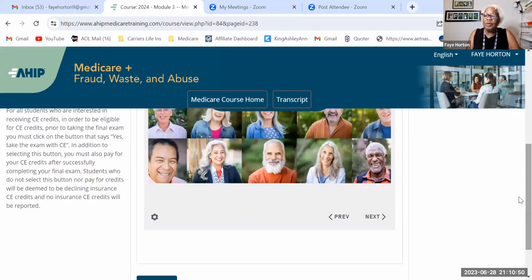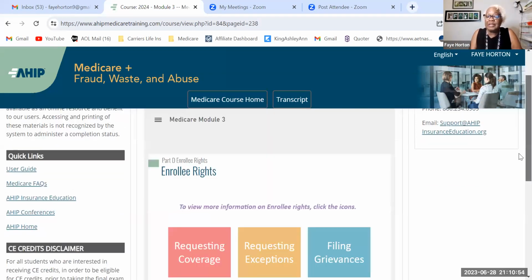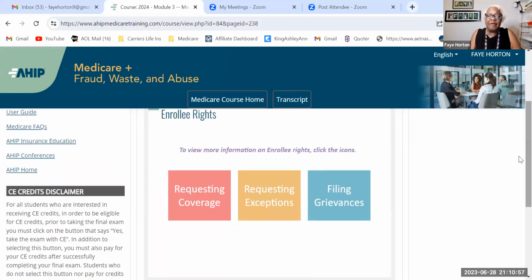The rights of the enrollee, and this enrollee in the prescription drug plan is going to have rights that are very, very similar to the ones in the Medicare Advantage plans.